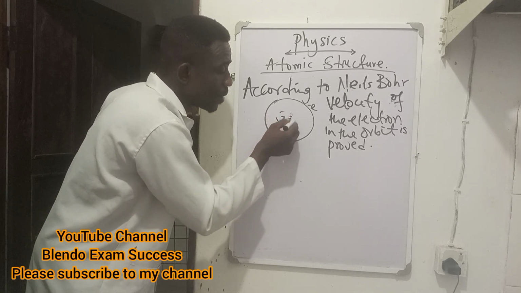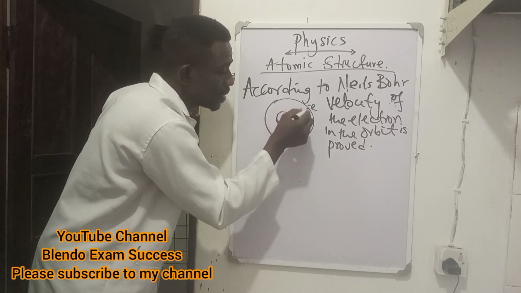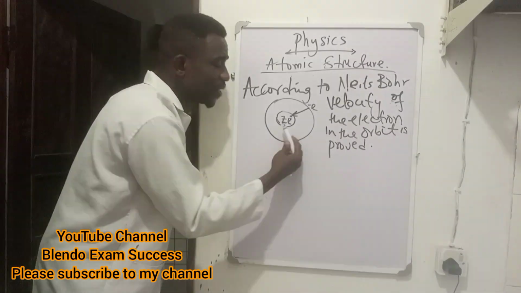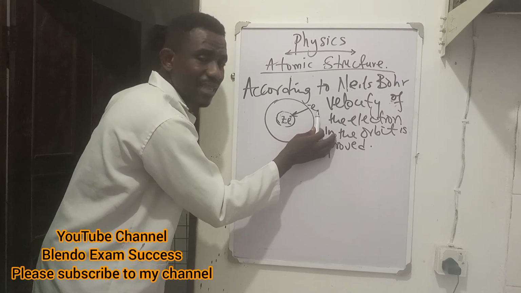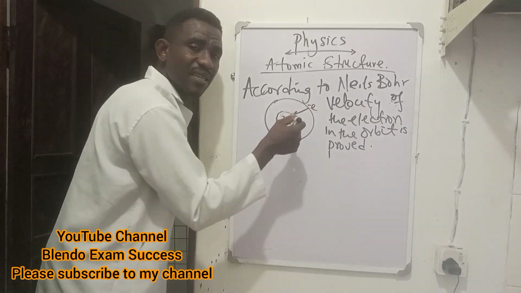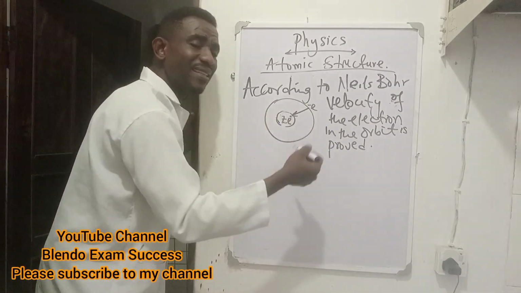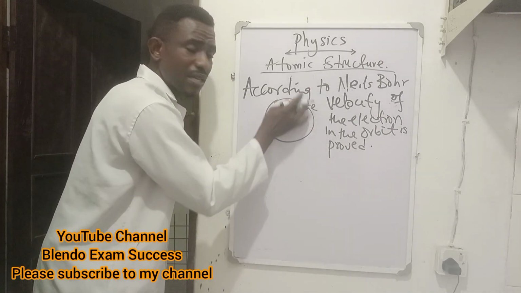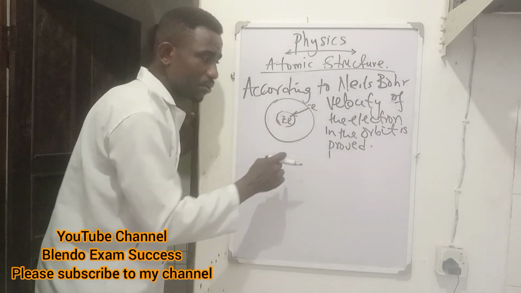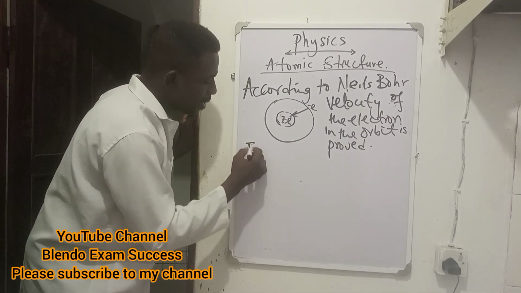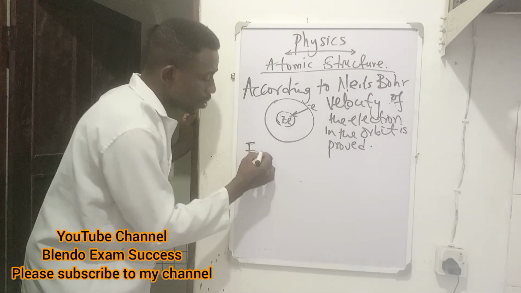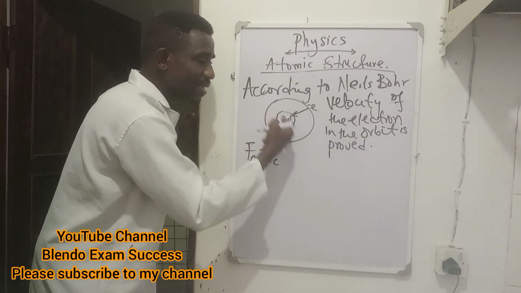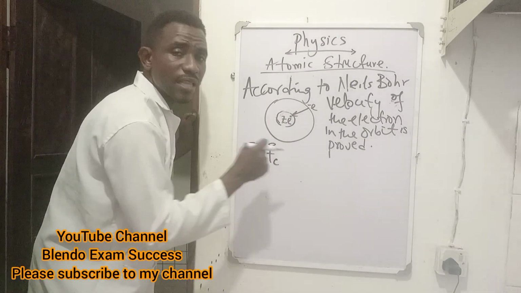This proton attracts this electron, and because of the electrostatic force of attraction between the nucleus and the electron, it causes centripetal force to be generated, so that it will keep the electron revolving about the nucleus. So we have what we call the electrostatic force of attraction, which is equal to centripetal force, so that this can continue without falling out.